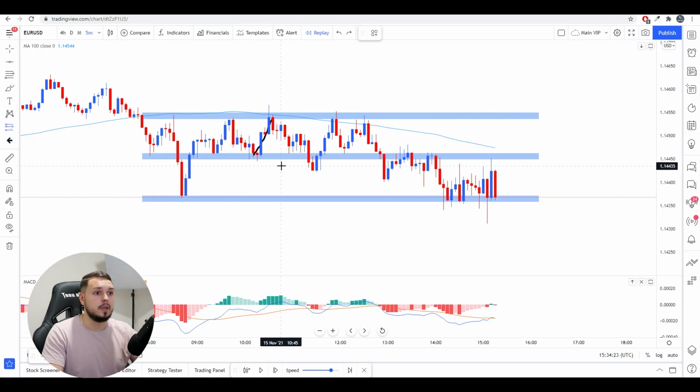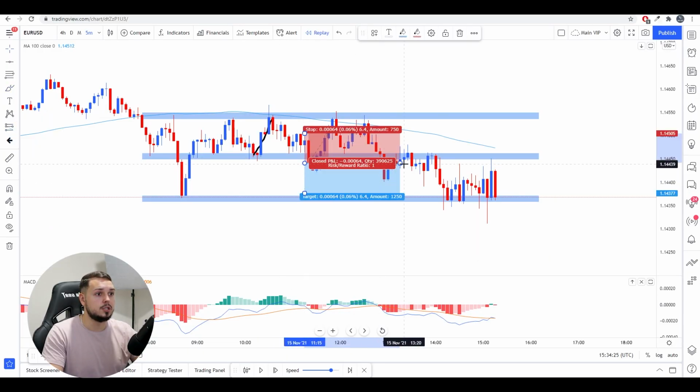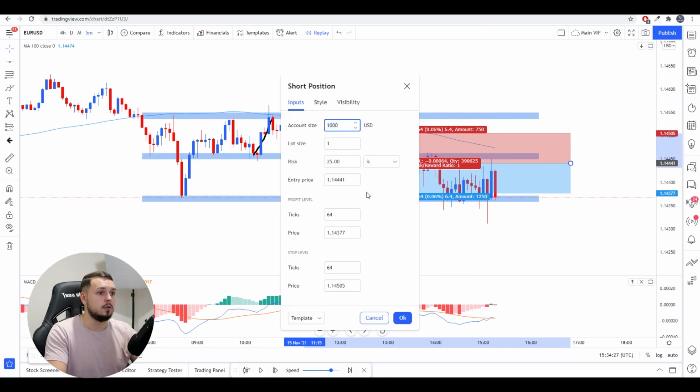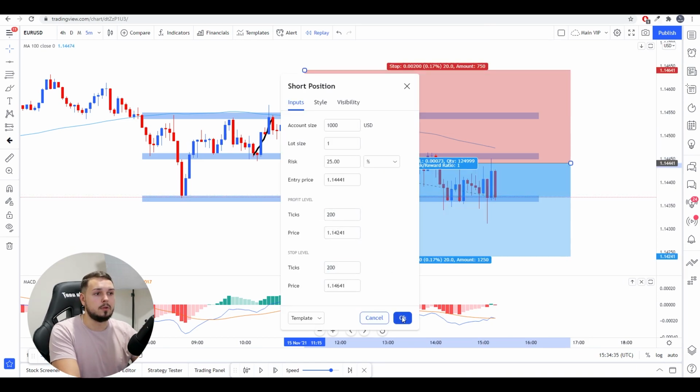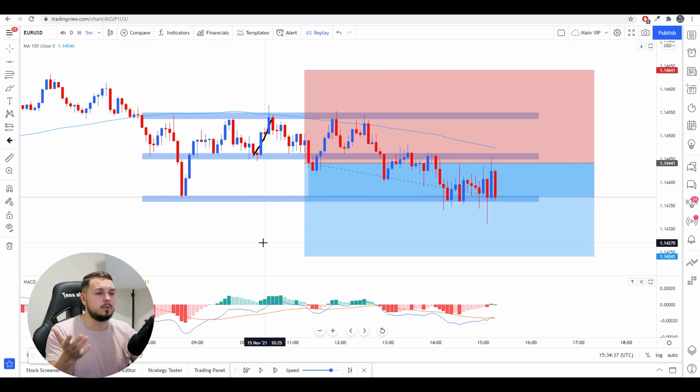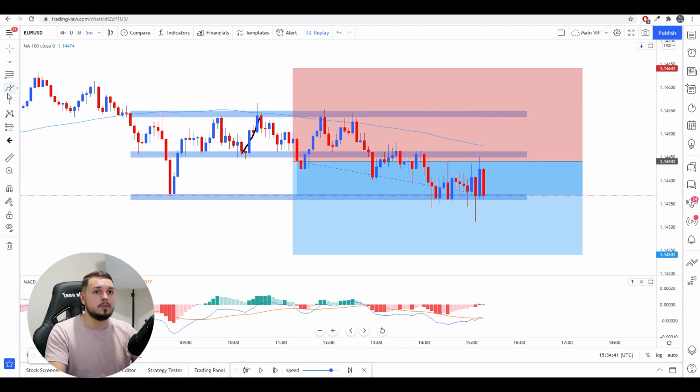So let's say we would enter our trading position just over here, drag this along, and we have, let's say, 20 pips profit and 20 stop loss in this case. Just 1-to-1 risk to reward, let's say, because we are scalping the trade. So look at this position. It would have been a nice trade towards the downside.